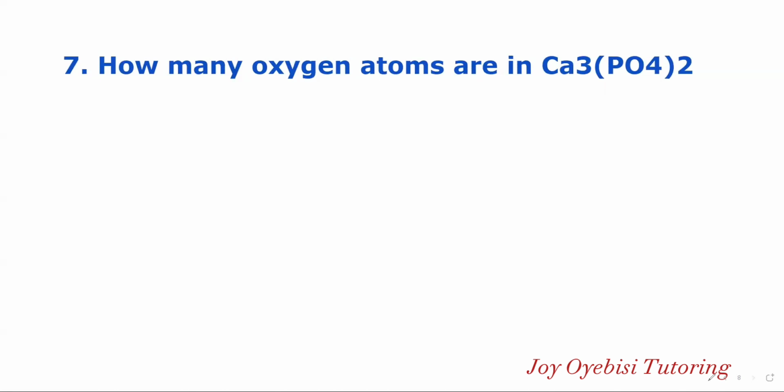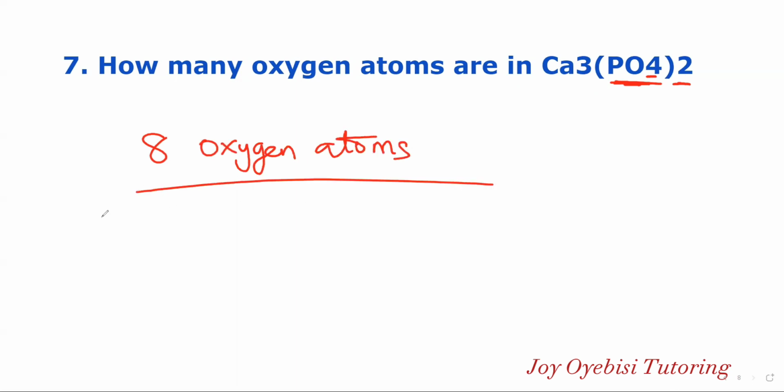So all you have to do is count the number of oxygen present. You only have oxygen here, and originally there are 4 of them, but then you have these 2. So you're going to do 4 times 2, which means you have 8 oxygen atoms present in that compound. Okay, so there are 8 oxygen atoms present, and that is how you answer that question.